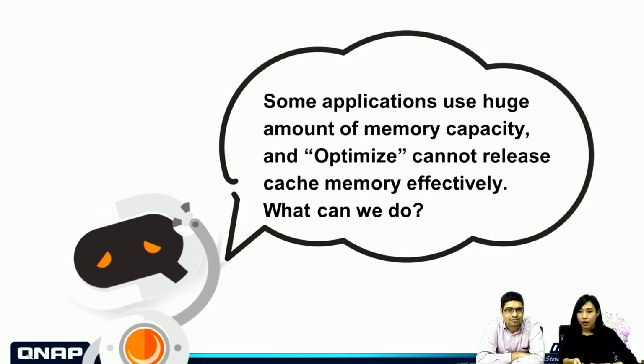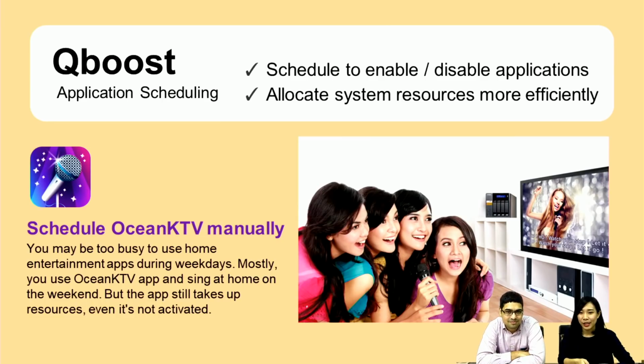And here's the situation. When there are really too many applications that take up your memory, so you use optimize, but it cannot release cache memory effectively. So what can you do? We provide a lot of useful applications, right? And you want to install them all, but your system resources and hardware limitations are there. You cannot unlimitedly install everything. So you need to have a way to manage them, to stop them, maybe schedule them. I guess that's application scheduling. Yes, right. So that's application scheduling.